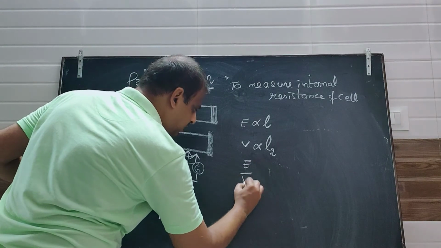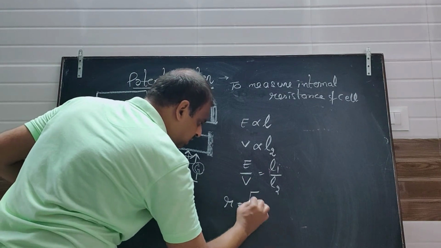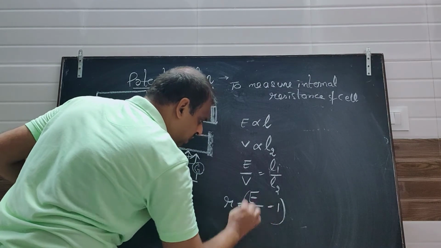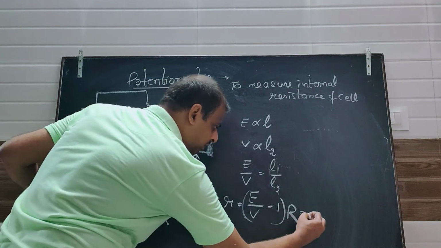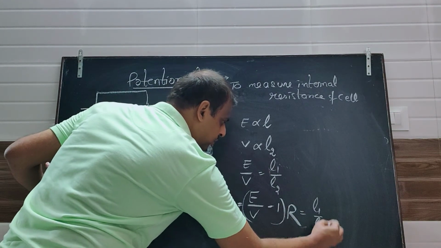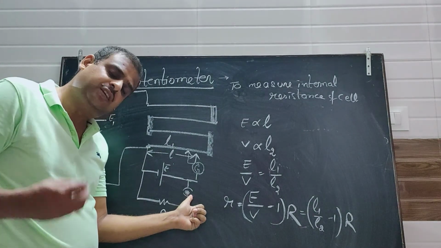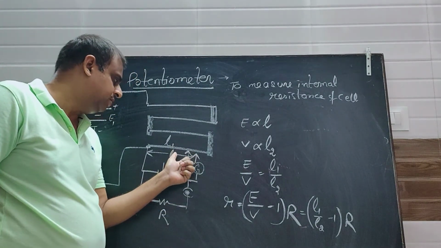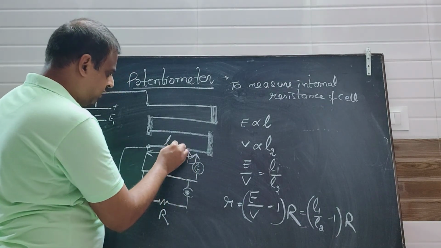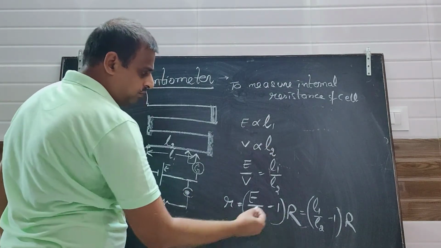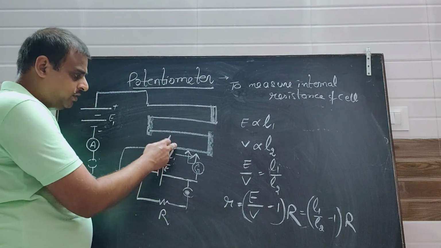E upon V is equal to L1 by L2. We know the formula, E upon V minus 1 into R. So we can calculate r as L1 by L2 minus 1 into R. Simple. When key is open, obtain length. Sorry, for easy calculation, let us say this is L1, and this is L2.